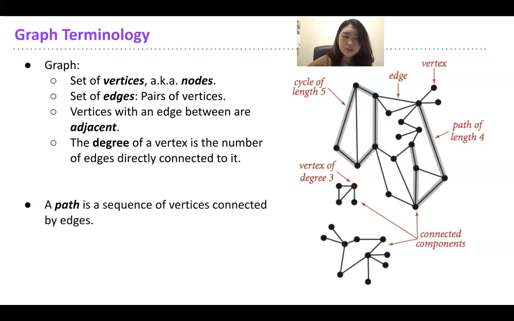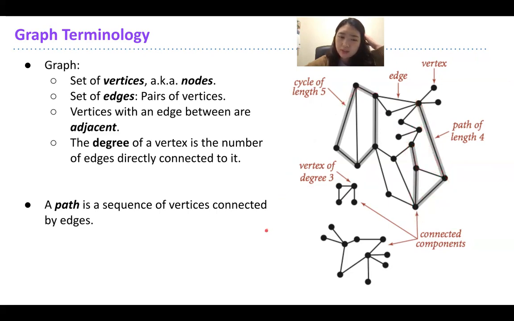And lastly, a path is a sequence of vertices connected by edges. It's like the word says. A path is just how we get from point A to point B, and we need to find a path to get there. Shortest path, longest path, fastest path, whatever path. You can see here a path of length 4, going 1, 2, 3, 4. You could have done 1, 2, 3, but this drawing has a length of 4.